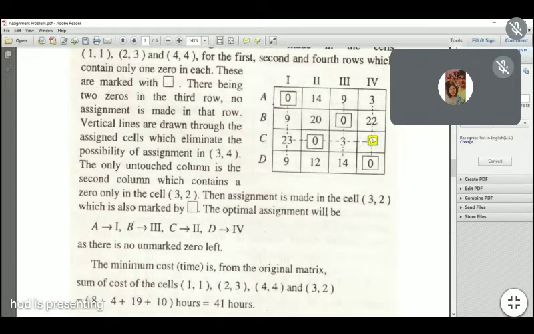क्यों? Because ये 0 कहाँ पे है? थर्ड रो में है और फोर्थ कॉलम में है. चेक, थर्ड रो में क्या कोई allocation है? Yes, I do have an allocation for the third row. What does it mean in real life? In real life it means that I have assigned job C to some machine.